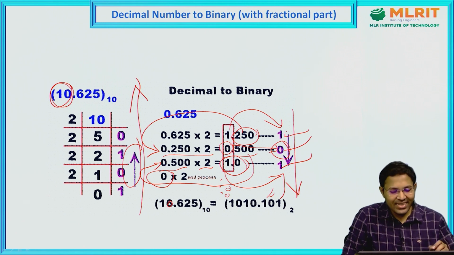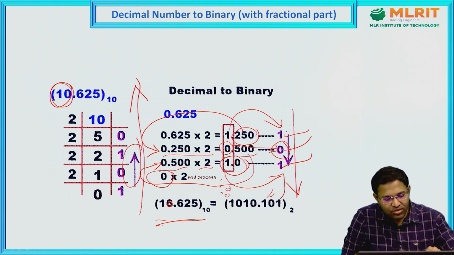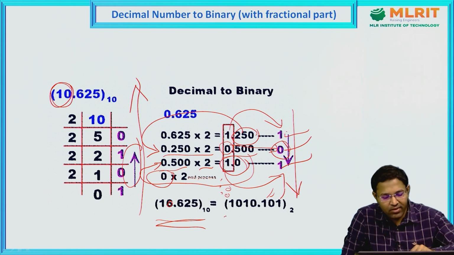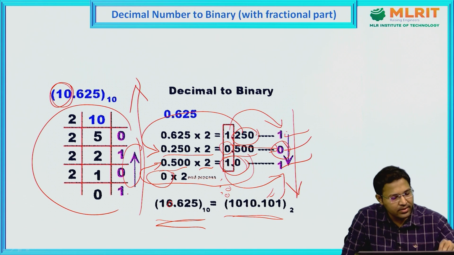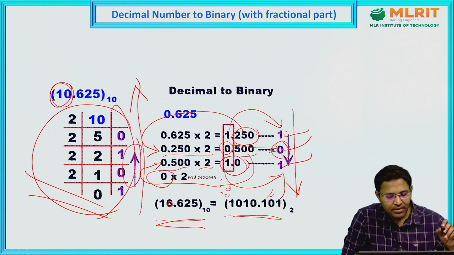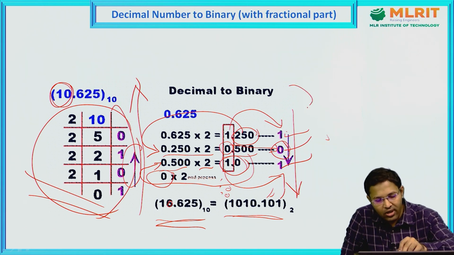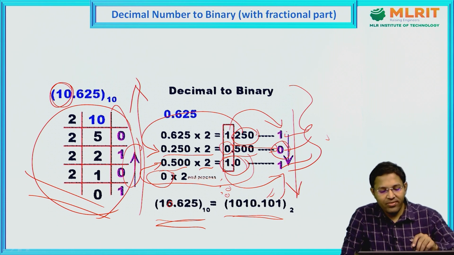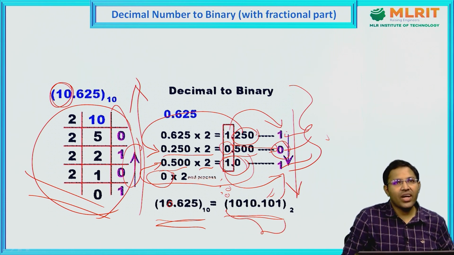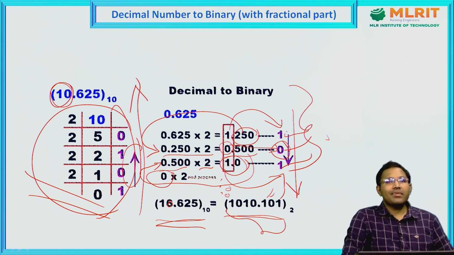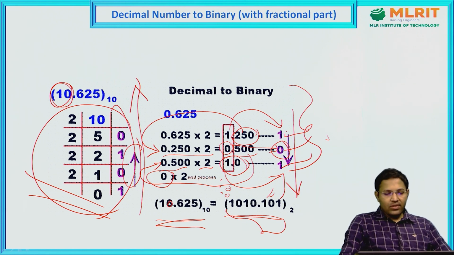So the final result: 10.625 to the base 10 is equal to 1010, which we got from this part, and 101, which we got from this part. Both we are combining, we are writing here, and that is how you convert a decimal number to binary. So decimal to binary we have seen here.